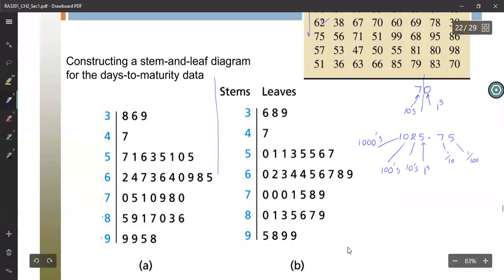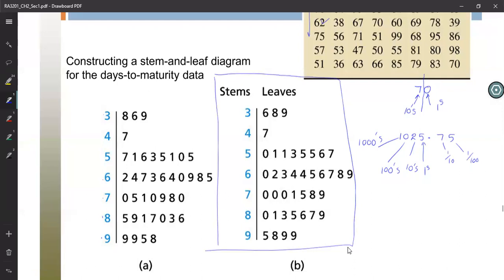So here's your stem and leaf plot for the maturity data. This is not complete. You have to give the key. The key is how to read it. Now, if you do not know the original data, anybody who's going to see this stem and leaf does not know how to read it.